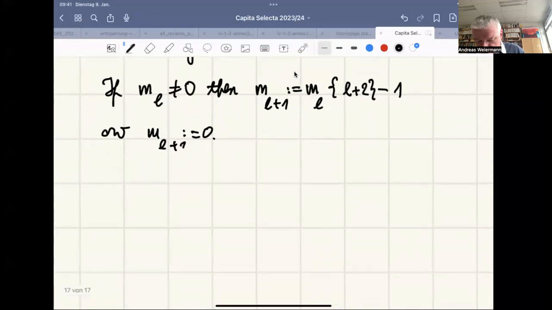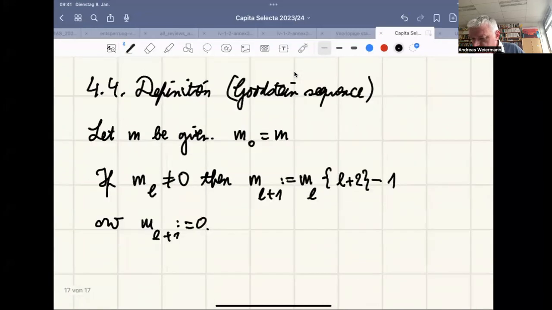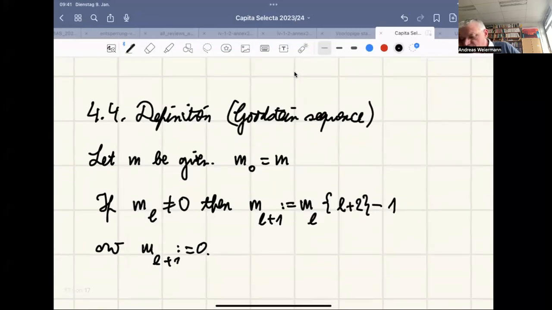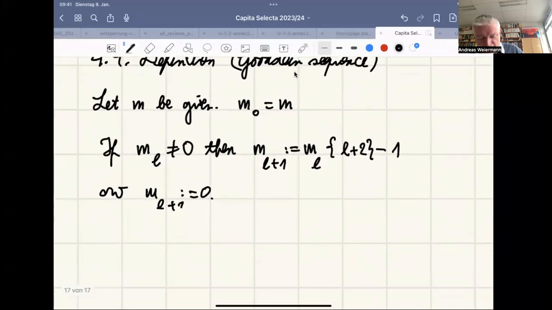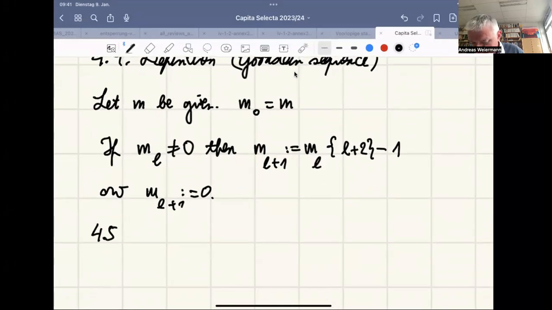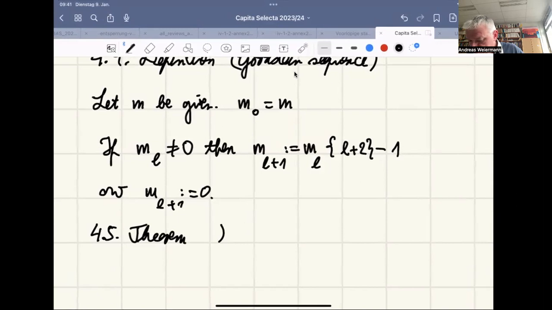Now, what is this theorem? The theorem is the following. First of all, you can implement the Goodstein process on your computer. And when you start, let's say, with m equal to 10, you will see that this is a diverging sequence. At least the computer will tell you that this is diverging, but the corresponding theorem is the following. Namely, A: for all m there exists an l such that m_l hits 0.